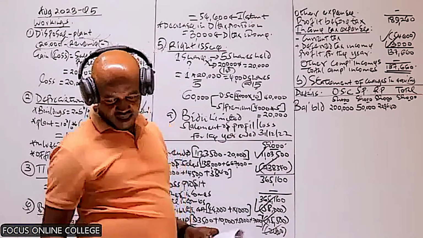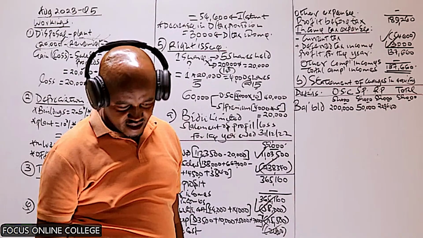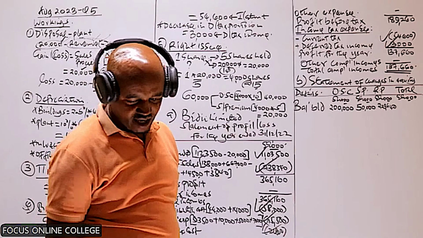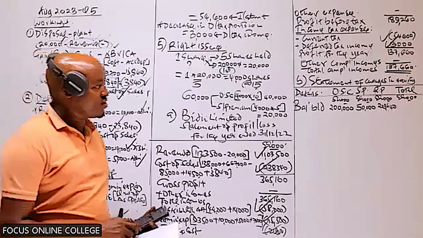640. Yes. I think the internet is fluctuating. I don't know what is happening, but I don't think it is that bad. So let's get the totals.